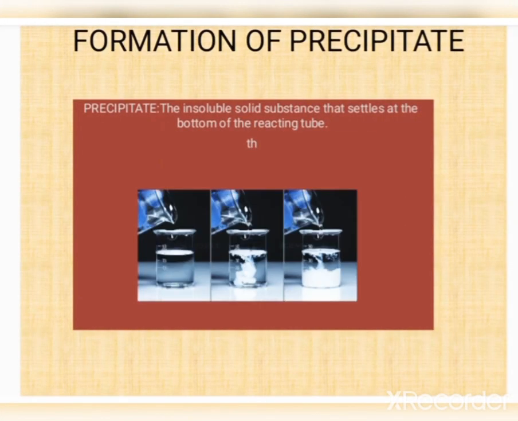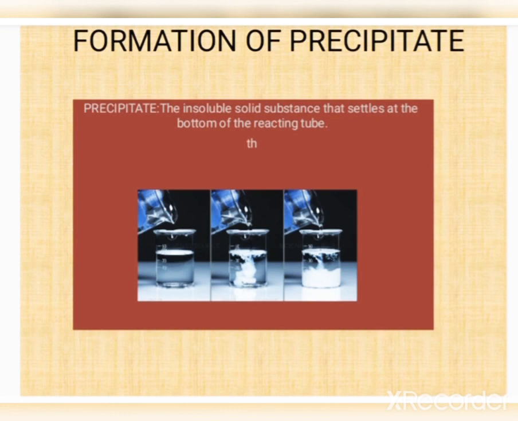Next comes the formation of precipitate. Now, the word precipitate means what? There are certain chemical reactions where insoluble substances are formed. There are substances that are not soluble and they don't make a solution. They settle down at the bottom. So, what is a precipitate? A precipitate is an insoluble solid substance that settles at the bottom of the reacting tube. That reacting tube can be a test tube, a beaker or anything. So when it does not dissolve, it settles at the bottom.